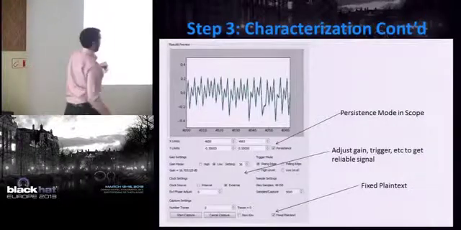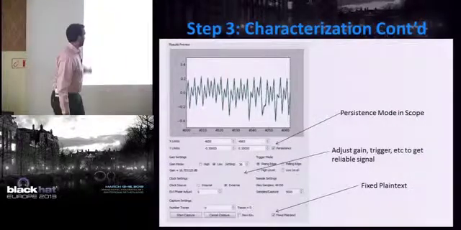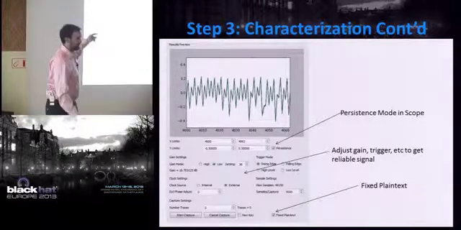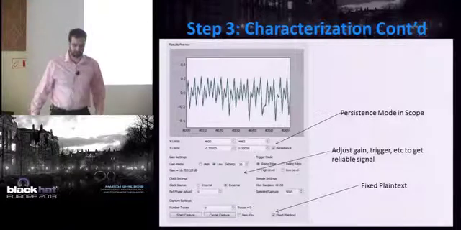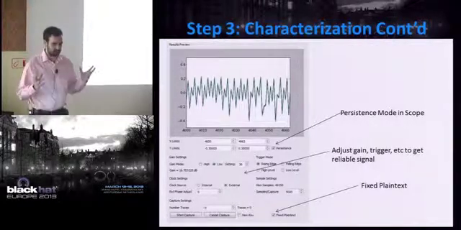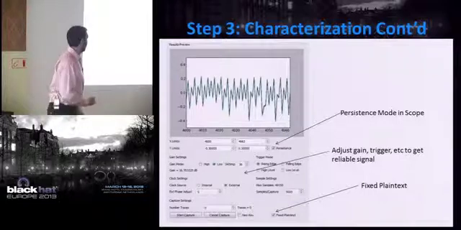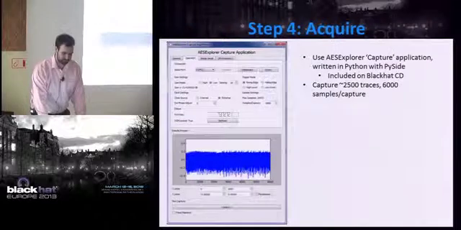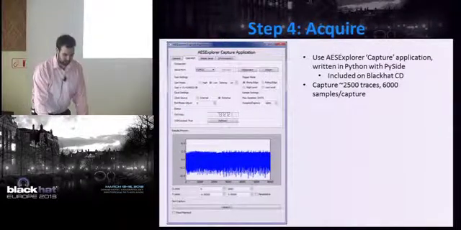You can test if you send it the same data a bunch of times and you use a persistence mode in any scope, it doesn't have to be this, you should see the same results. So you should see this repeatable results. If you don't, then something else is wrong, be it the synchronization is bad, you have too much noise in the power supply, or noise is coming in somewhere else. And then you can just acquire a whole bunch of traces.